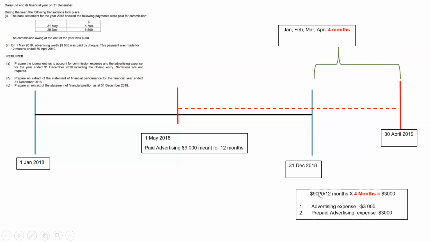So this means that we need to calculate 4 months of advertising. We can take 9,000 divided by 12 months to find 1 month first. After that, we will multiply by 4 months. This will give me a calculation of this $3,000 over here. So this 3,000 has not been used up by 31st December. So we are going to minus it away from my advertising expense. At the same time, on 31st December 2018, we need to have a prepaid advertising expense.